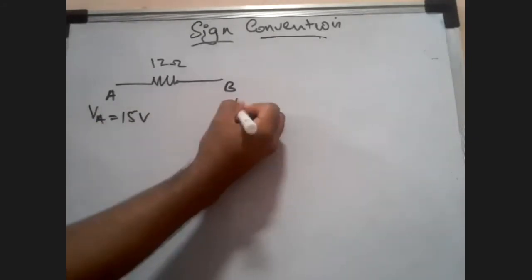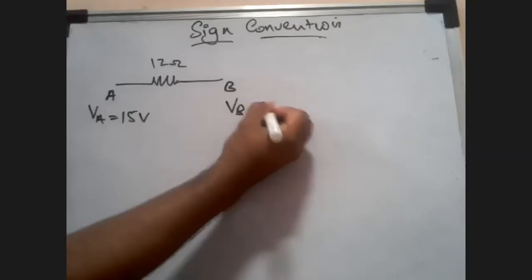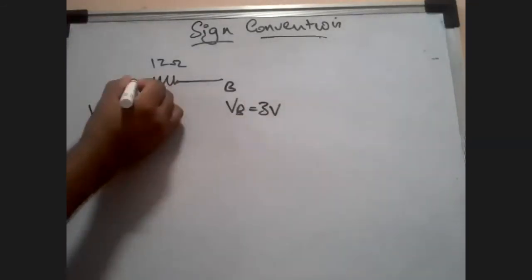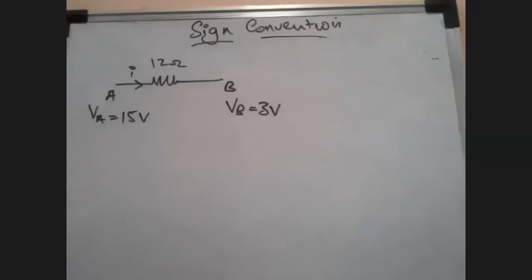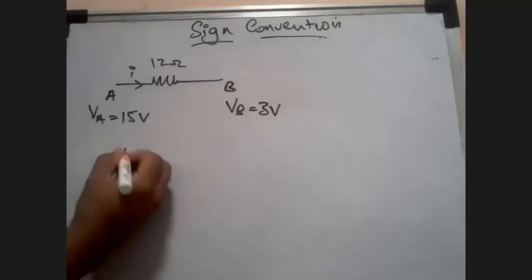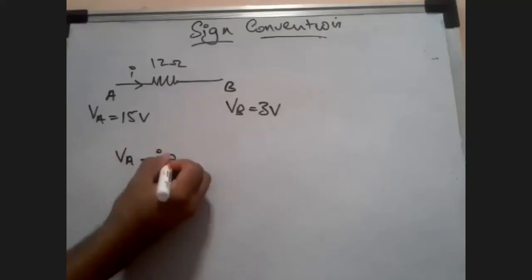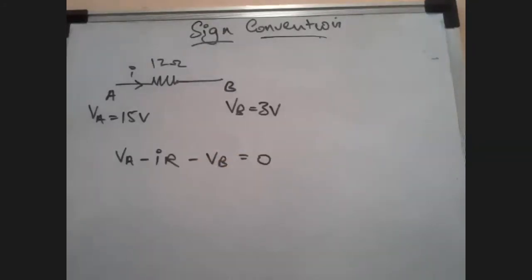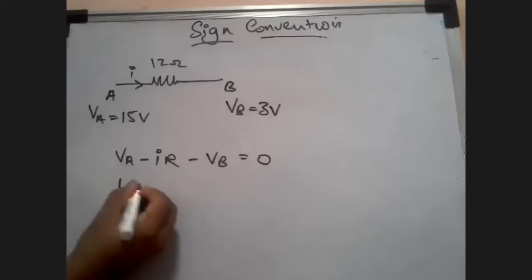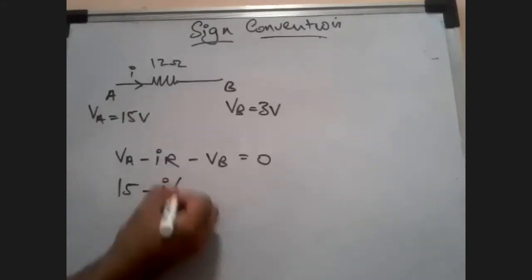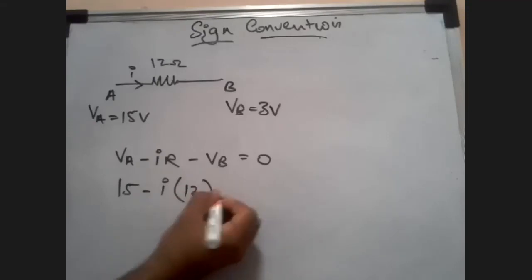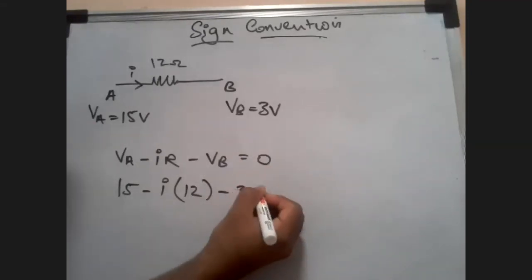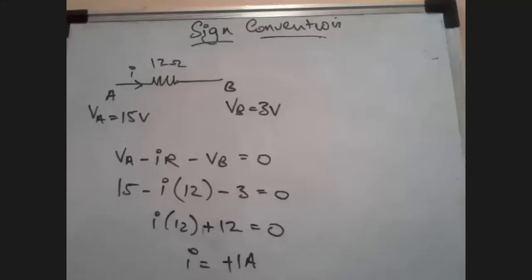And the potential at B is 3 volts. So what is going to be the current? Take the current direction to be like this. Again, we'll start with the equation. VA minus I times R minus VB equals 0. So what is VA? 15 volts. What is the current? Not given to us. Resistor is 12 ohms. VB is 3 volts, equal to 0. If this is clear, let's go to another one.